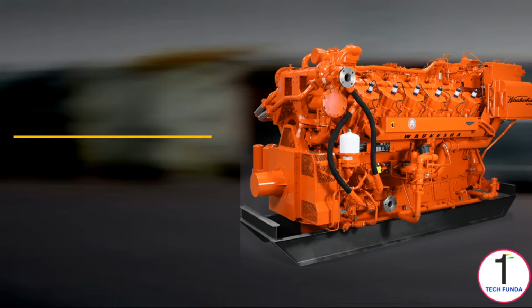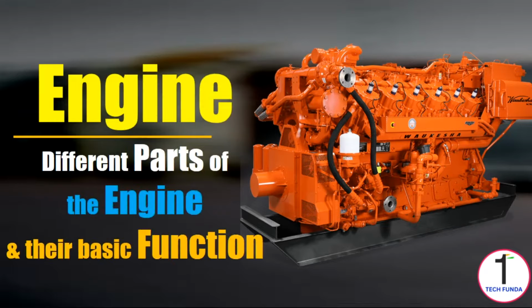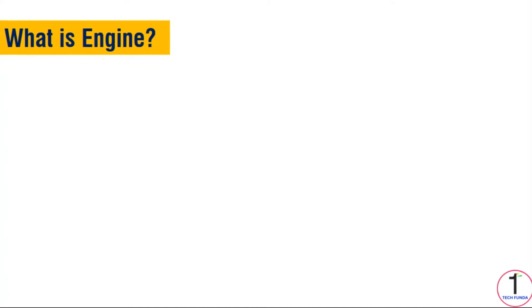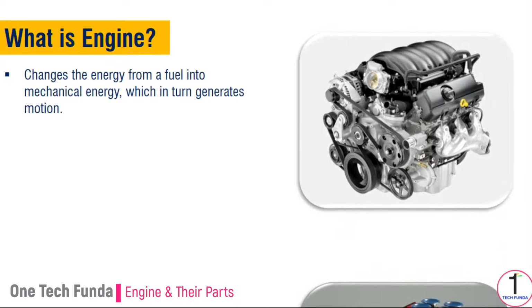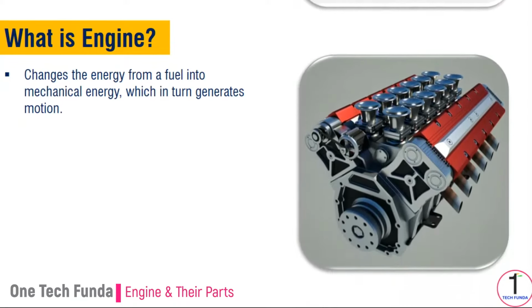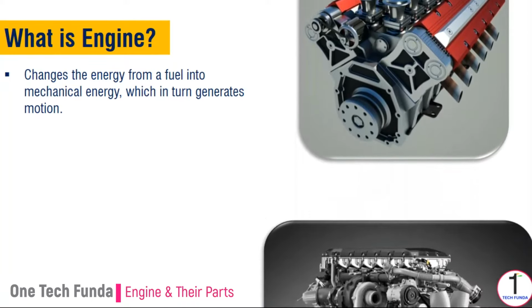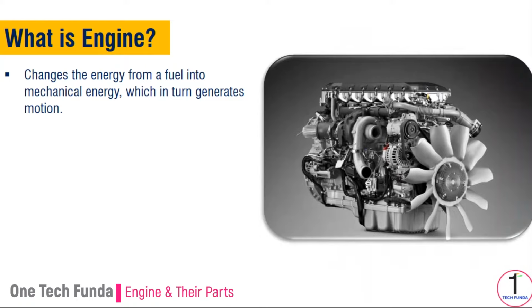Today we are going to watch a video on the engine and its parts list with functions. What is an engine? An engine is a device that changes the energy from a fuel into mechanical energy, which in turn generates motion. Engines that generate macroscopic motion from heat are commonly referred to as heat engines in thermodynamics. In this instance, heat is produced as a result of the engine's fuel burning, which drives the pistons.